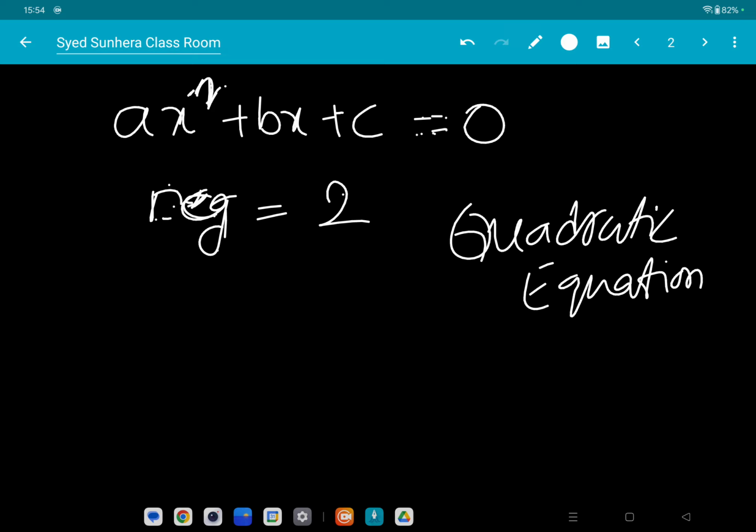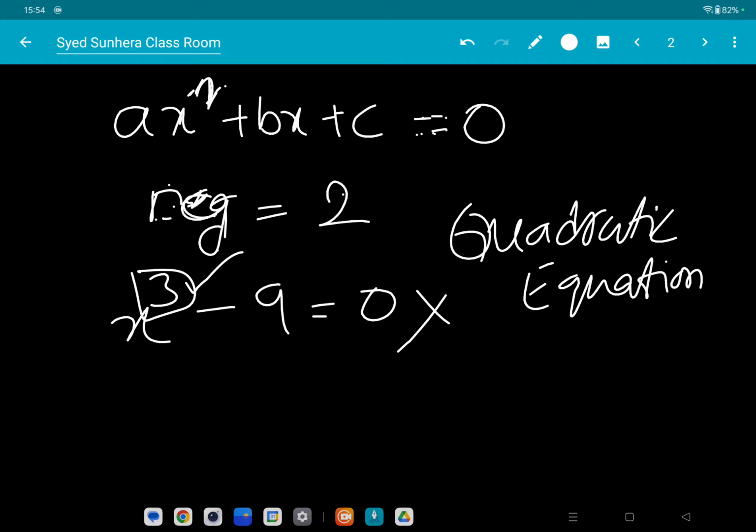Now we have so many examples and we need to find which is a quadratic polynomial or not. Let's say for example, x cube minus 9 is equal to 0. Is it a quadratic equation? No, it is not, because here the degree is 3. So this is not a quadratic equation. And one more equation like x plus 3 is equal to 0. Is it a quadratic equation? No, because here the degree is 1. So this is also not a quadratic equation.